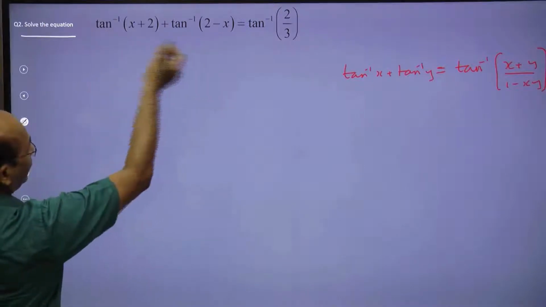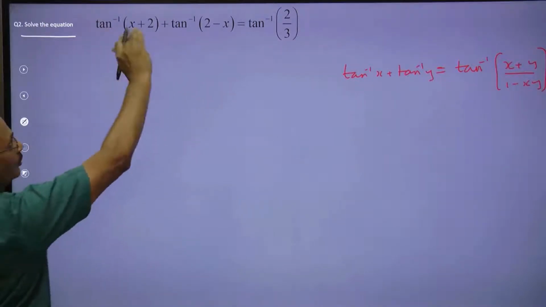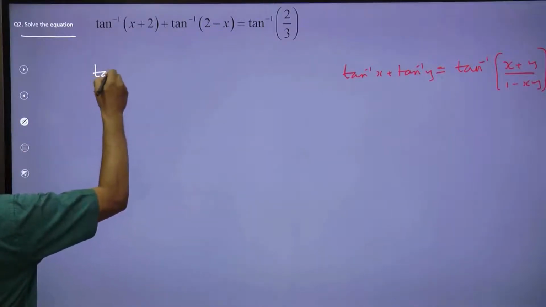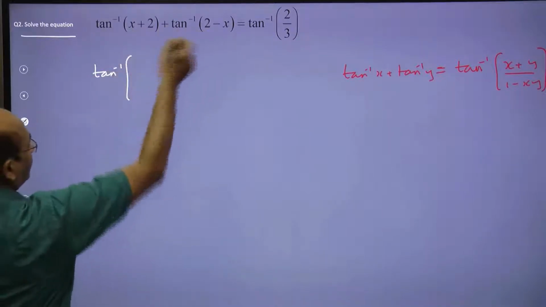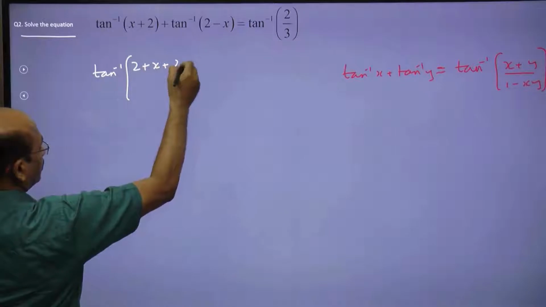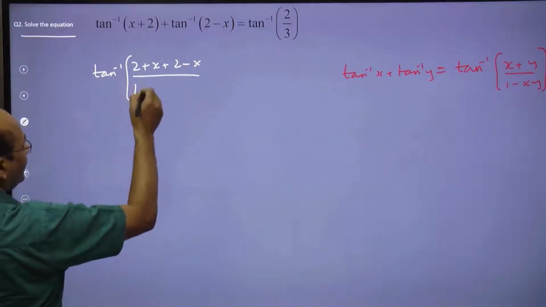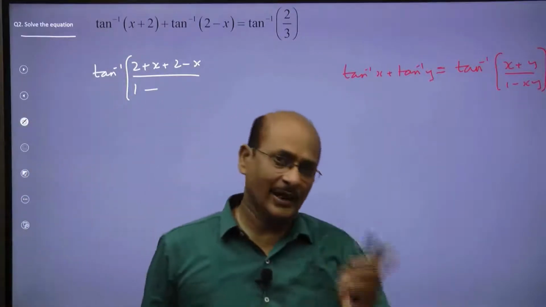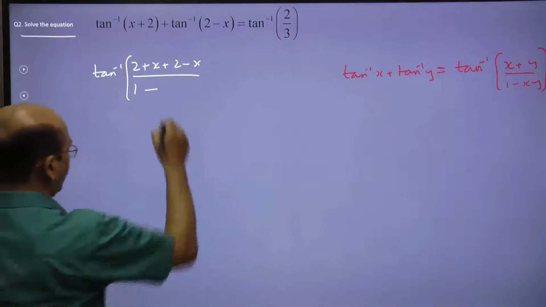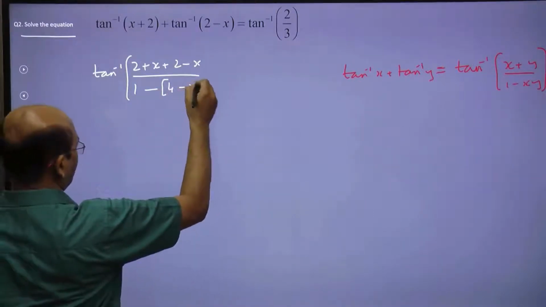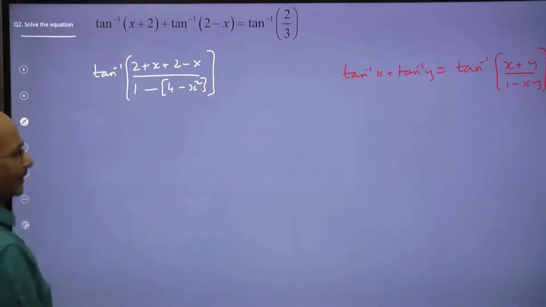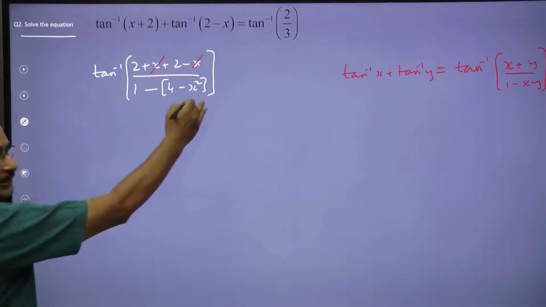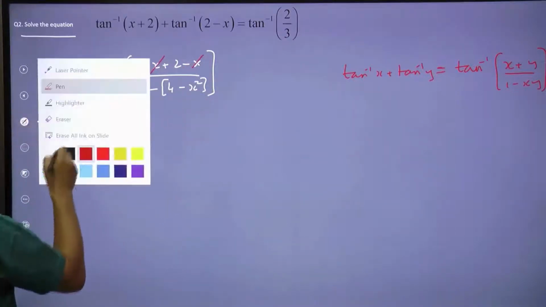So tan inverse of x plus y. I will take 2 plus x first, instead of x plus 2, because that might become easier for us. So this will become tan inverse of (2 plus x plus 2 minus x) divided by (1 minus (2 plus x)(2 minus x)). Now 2 plus x and 2 minus x is a plus b, a minus b, which gives a square minus b square. So I put here 4 minus x square. Now I can cancel the x and open up this part and see what happens finally.